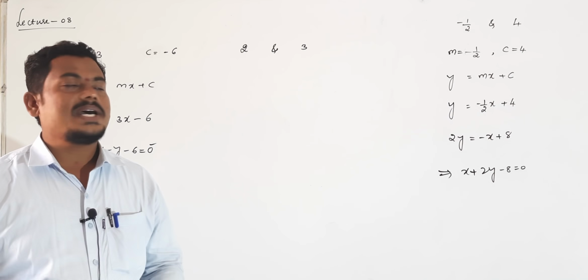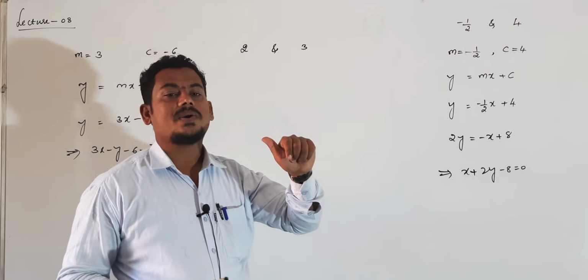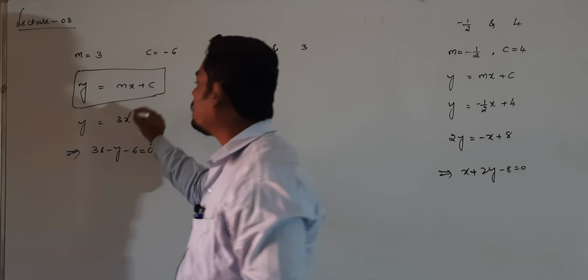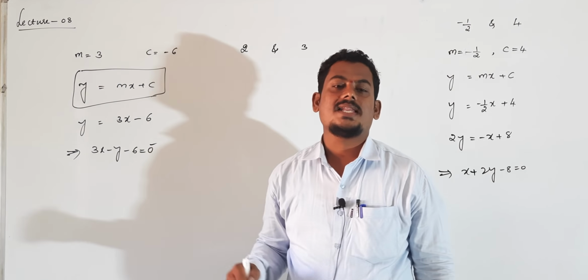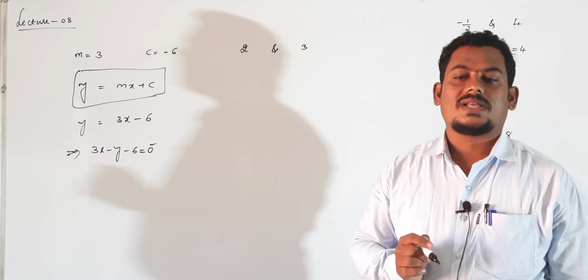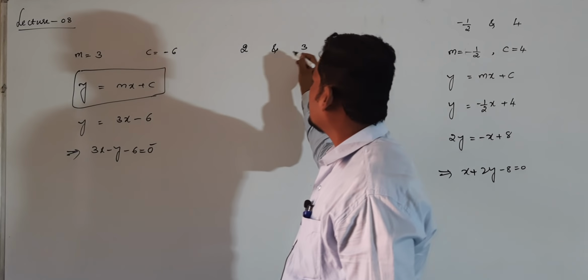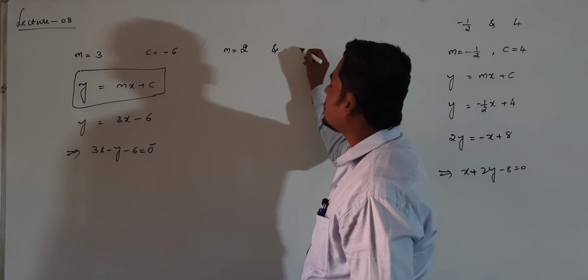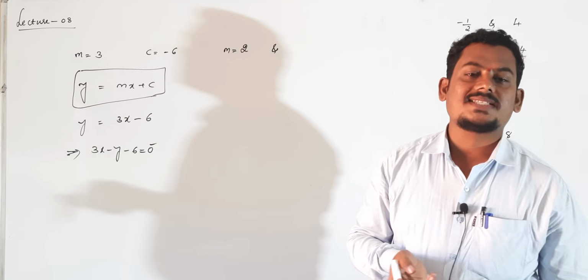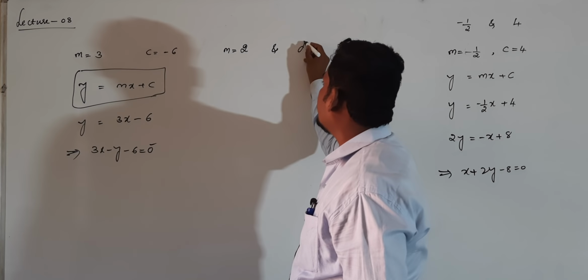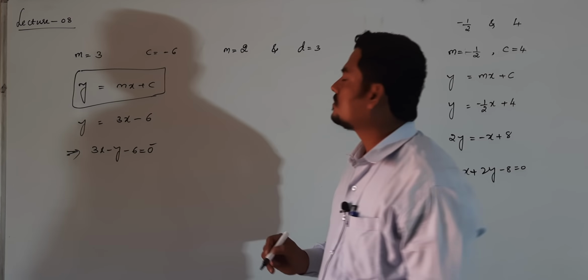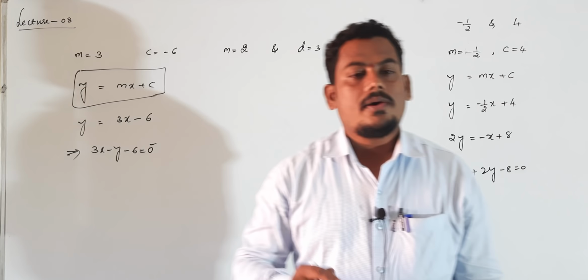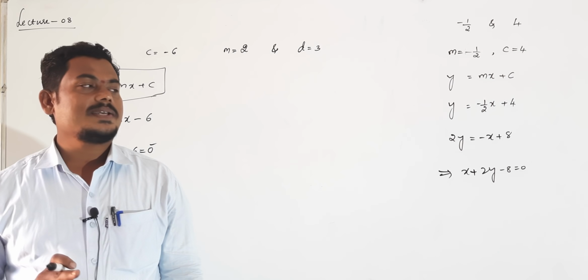Slope of the line they have given as well as x-intercept they have given. Suppose y-intercept is given, then this is the formula: y equal to mx plus c is the equation of the line when slope and y-intercept is given. But in this case, slope m they have given and x-intercept. What is the notation for x-intercept? X-intercept notation is small d, right? X-intercept small d. Slope of the line and x-intercept is given.